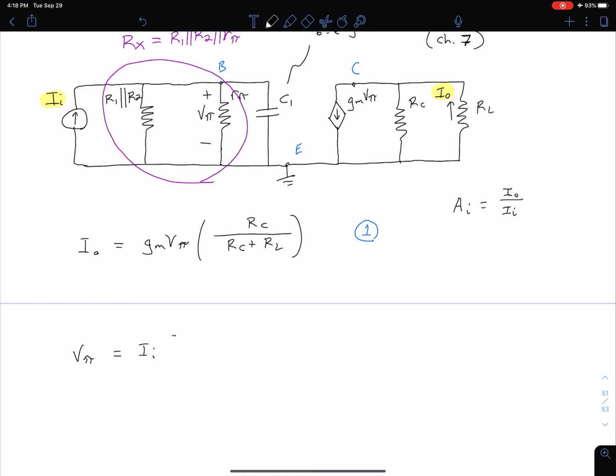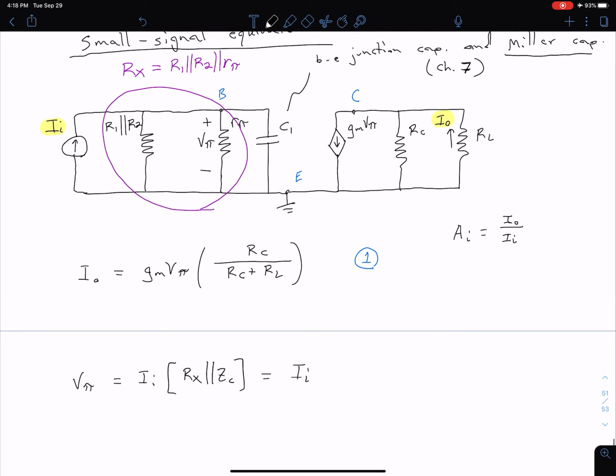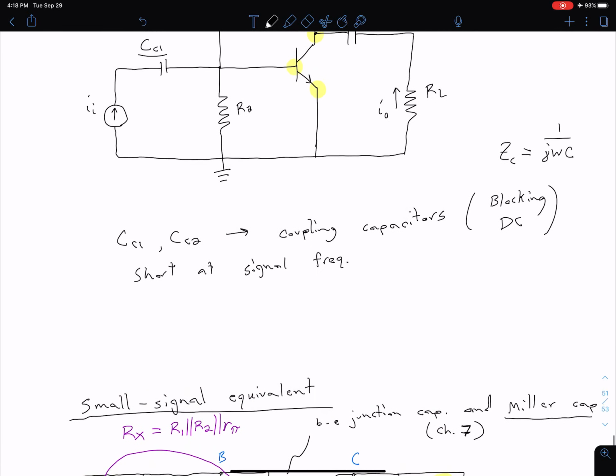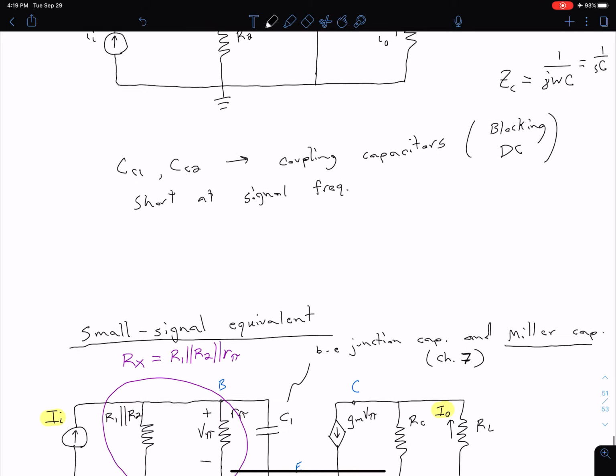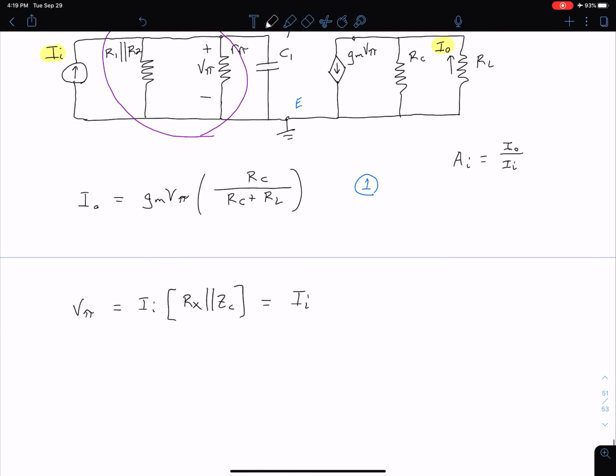And so that impedance is going to be the resistance Rx in parallel with the impedance of that capacitor C1. So let's write that in a little more detail. As you recall up here, I said our capacitor impedance is 1 over j omega C. Using the notation with just S, we can say that's 1 over SC, where S equals j omega. And that can make things a little simpler so we don't have so many terms flying around.